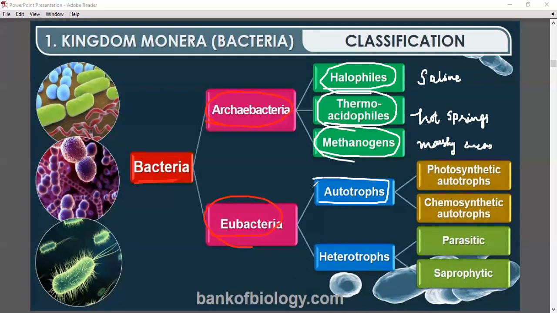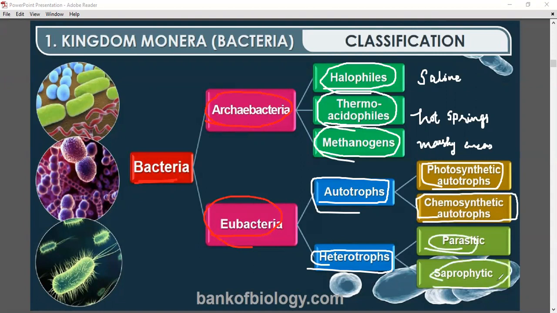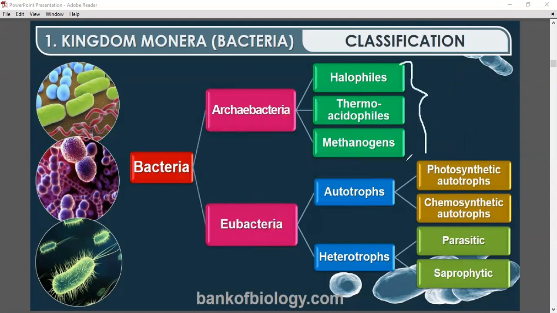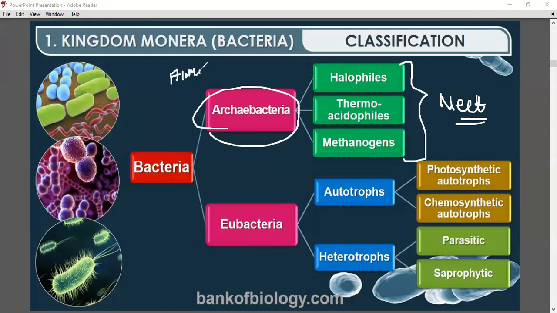Eubacteria are classified into autotrophic form and heterotrophic form. Autotrophic form is classified into photosynthetic autotroph and chemosynthetic autotroph, whereas heterotrophs are classified into parasitic and saprophytic. These are important. They were asked in a previous NEET MCQ: name the type of bacteria that can live in extreme conditions, and the correct answer is Archaebacteria. This was a previous year AIIMS MCQ.